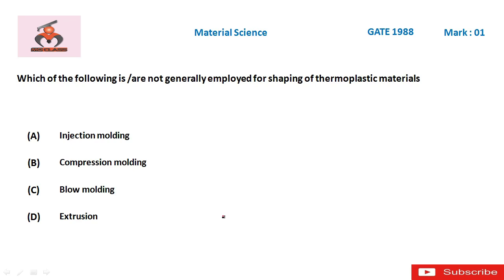Next, which of the following is not generally employed for shaping of thermoplastic material? Read the question carefully. It is thermoplastic, not thermosetting. The options are injection molding, compression molding, blow molding, and extrusion. So the correct answer is compression molding. Compression molding is used for shaping of thermosetting plastic material, but not for thermoplastic material.